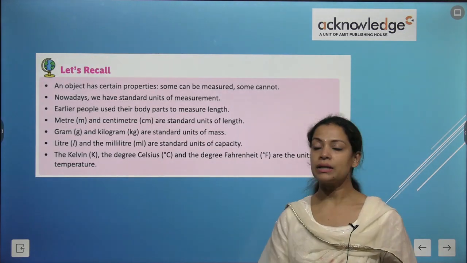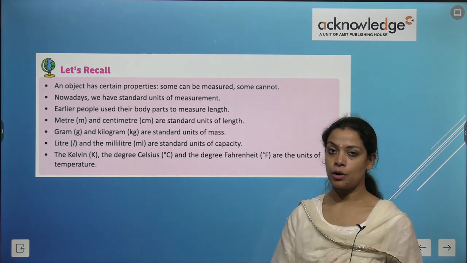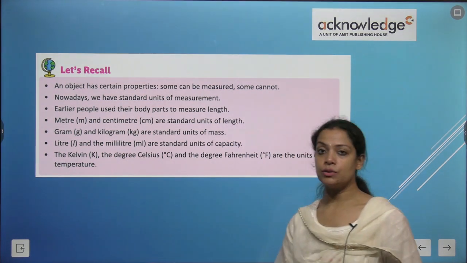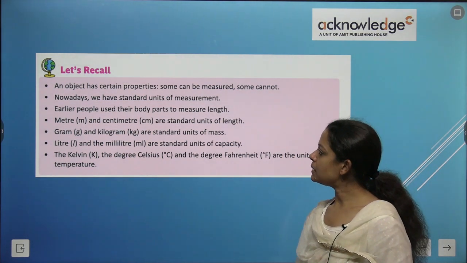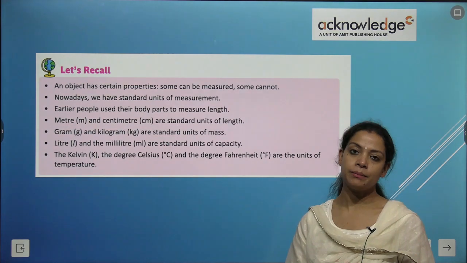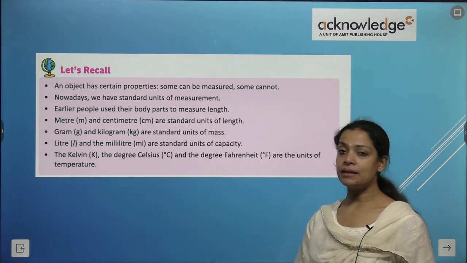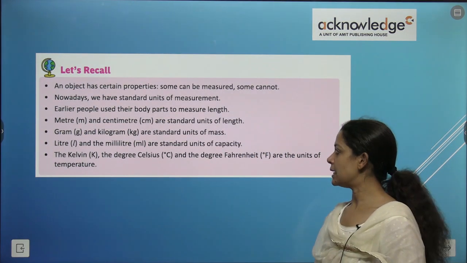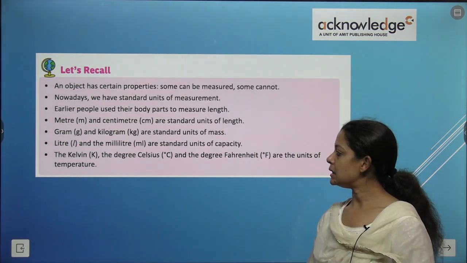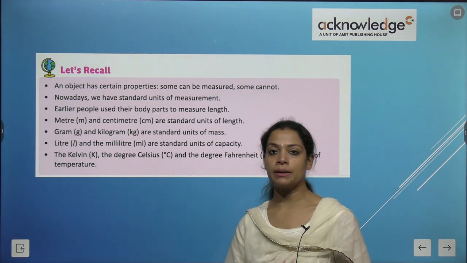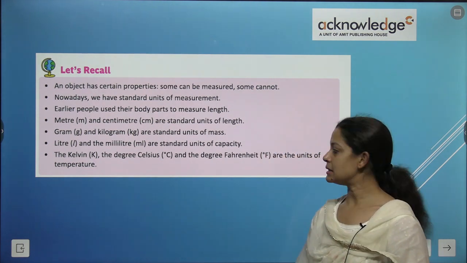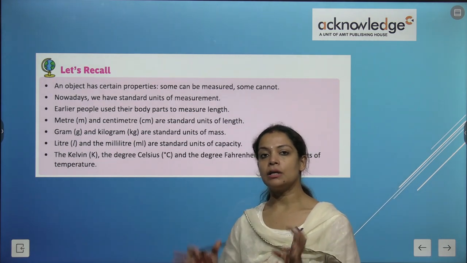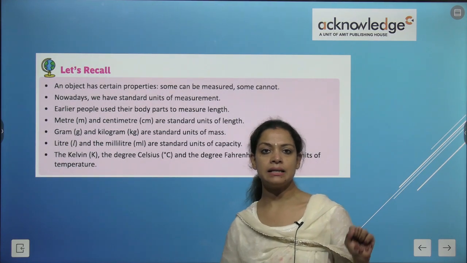So let's recall quickly. An object has certain properties. Some can be measured, some cannot. Nowadays we have standard units of measurement and people use their body parts earlier in primitive years to measure length. Now meter and centimeter are standard units of length. Gram and kilogram are standard units of mass. Liter and milliliter are again standard units of capacity. Kelvin, the degree Celsius and the degree Fahrenheit are the units of temperature. Correct? Now it was again very simple and easy chapter.